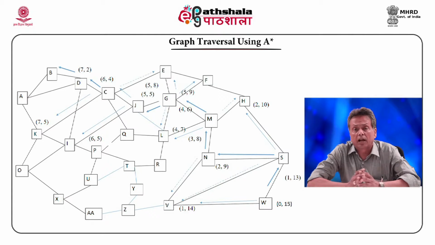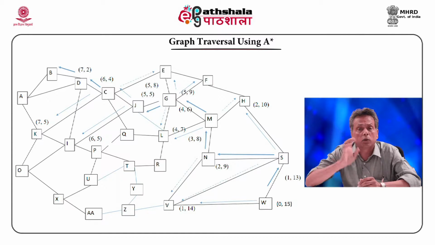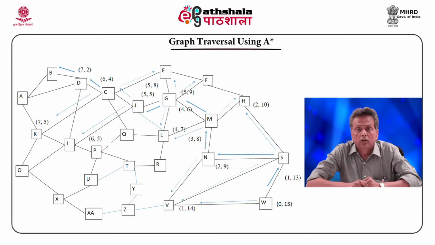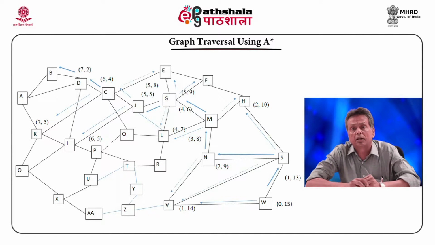G is incremented by 1. For this particular example, we assume that every arc is of length 1. So W to S and W to V are of length 1. So the G value is always incremented by 1 from the parent node. So in both cases the G value is 1.